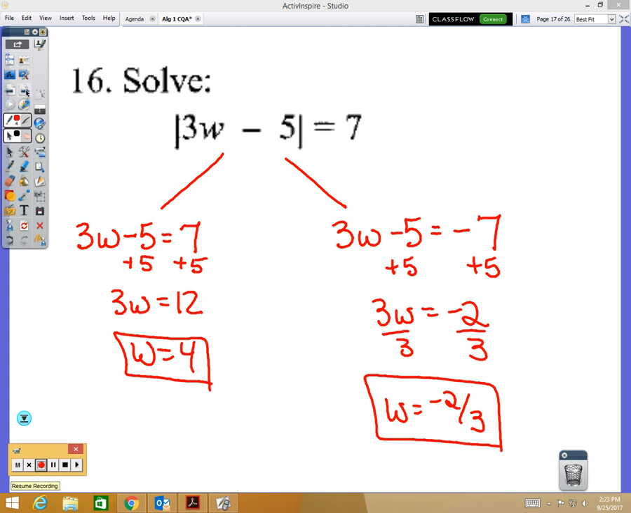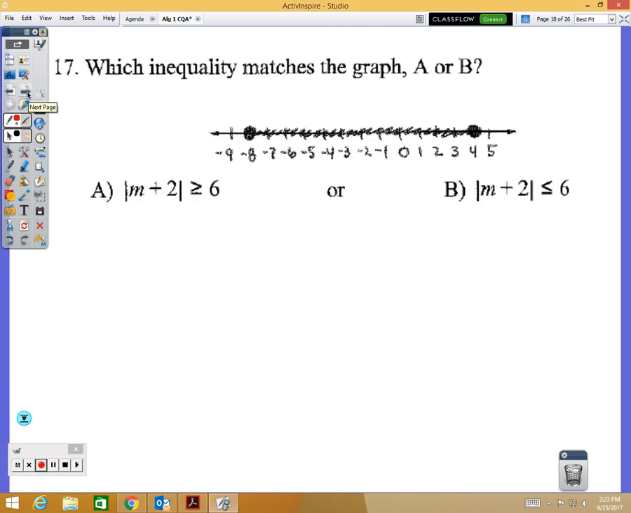Let's look at question 17. Question 17 says, which inequality matches the graph A or B? So you have a 50-50 chance here, even if you just guess, but let's not just guess. Here is my recommendation on this problem. The easiest thing to do is to take one of the numbers that's on your number line that it's showing that it could equal, and plugging it in, substituting it in to both inequalities and seeing which one is true.